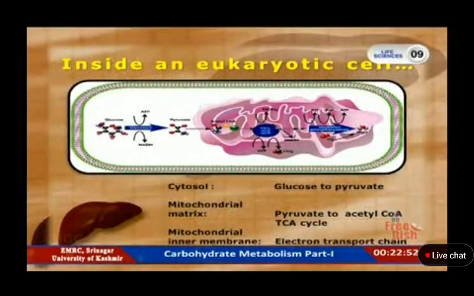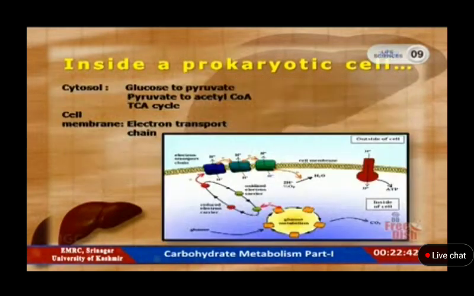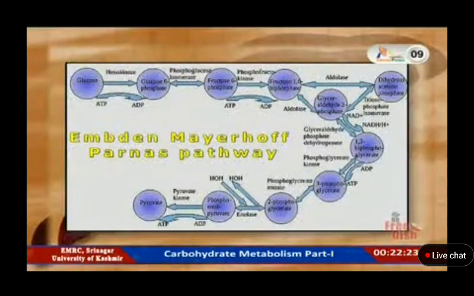These electron-rich molecules then donate the electrons in the electron transport chain, which is present in the inner mitochondrial membrane of a eukaryotic cell. But in case of a prokaryotic cell, since they don't have any organelle, all the conversions, that is glucose to pyruvate, pyruvate to acetyl-CoA and the TCA cycle, all these three pathways occur in the cytosol and the electron transport chain on the cell membrane.